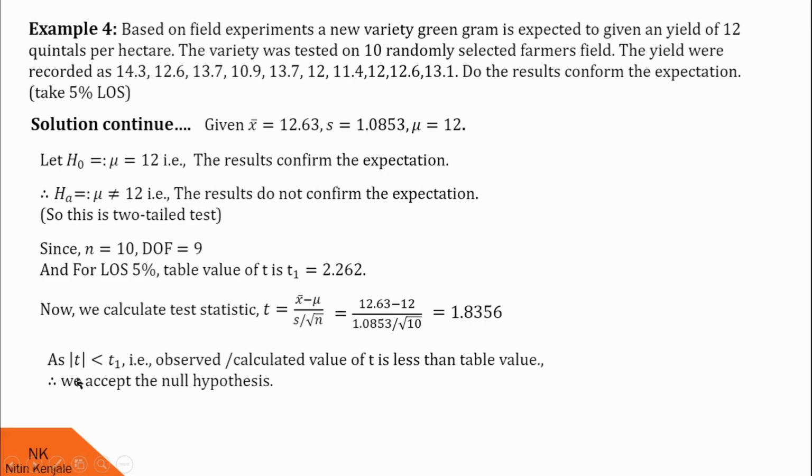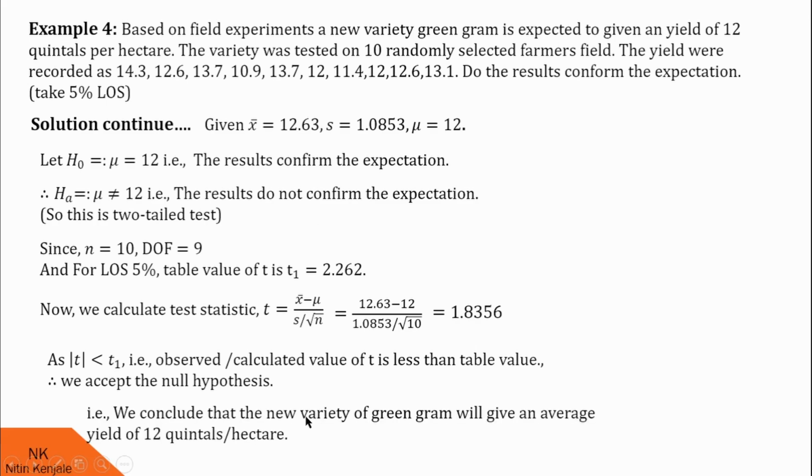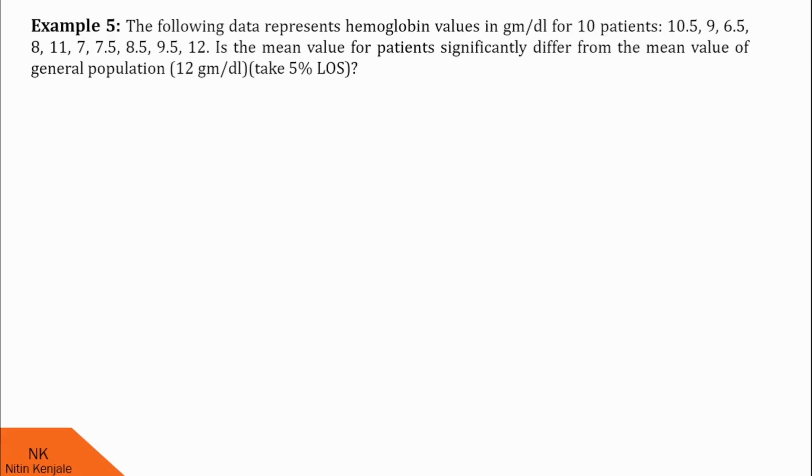It is clear that mod of calculated value is less than the table value. So we should accept the null hypothesis. And when we say so, in this context, we are saying the new variety of green gram will give an average yield of 12 quintal per hectare. I hope you understood this. Now let us proceed for our final example.